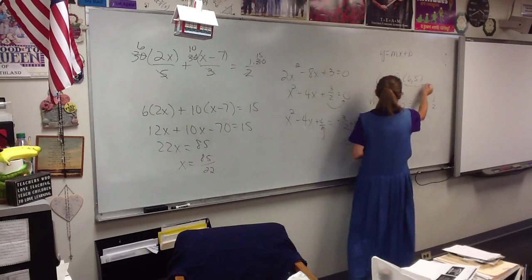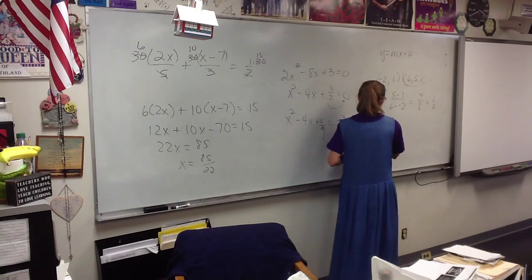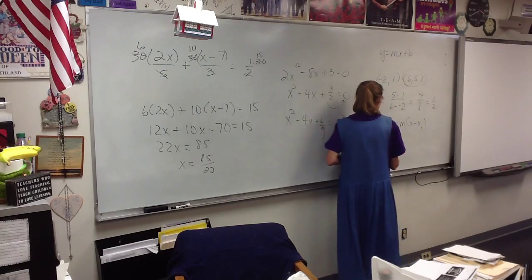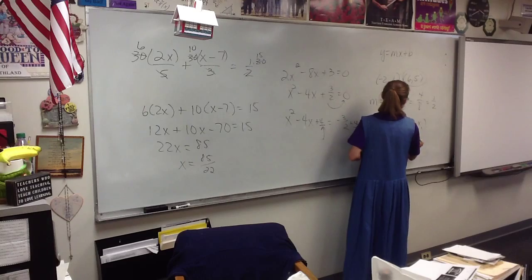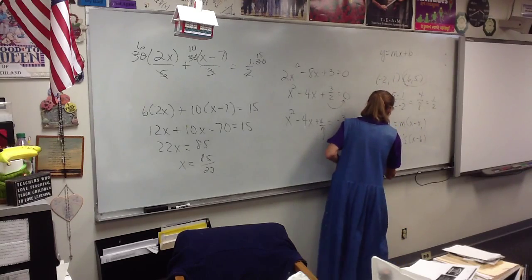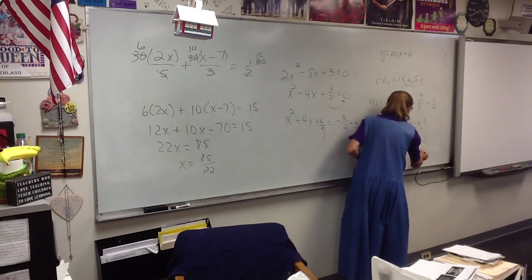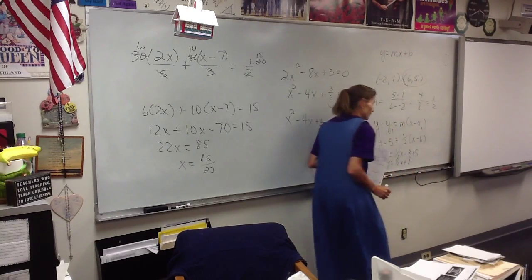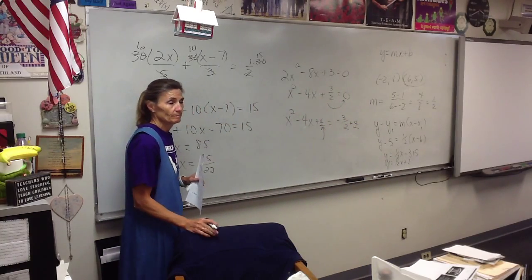Pick a point, doesn't matter which one. I'll do point slope. You don't have to. You can if you want. So y minus 5 equals 1/2 times (x minus 6). y equals 1/2 x minus 3 plus 5. So y equals 1/2 x plus 2. There's your answer. Are you okay with that?